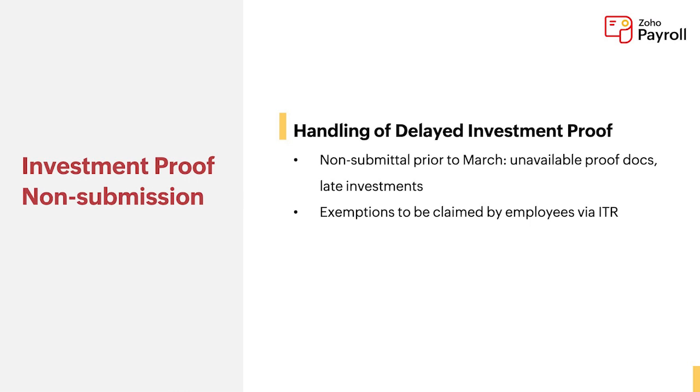Another common scenario impacting previous fiscal year tax computation is where employees submit additional investment proofs or declare additional income sources after completing the regular pay run for the month of March. In either of these scenarios, the employee has to claim the necessary exemption or pay the additional income tax through the ITR process.